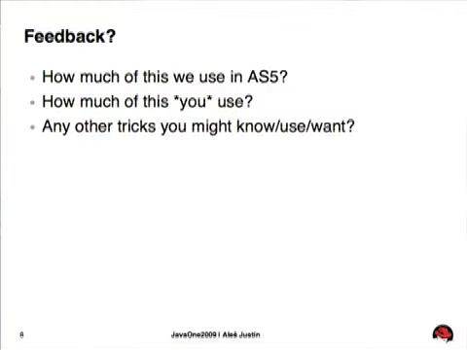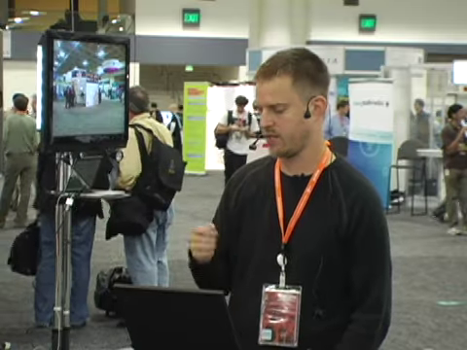So, how much of this do we use in AS5? I think apart from Java CIS-based reflect, everything else is already used in AS5, JBoss 5. The federation thing, how to federate resource lookups, is still a work in progress, but eventually it's going to optimize AS boot time significantly.